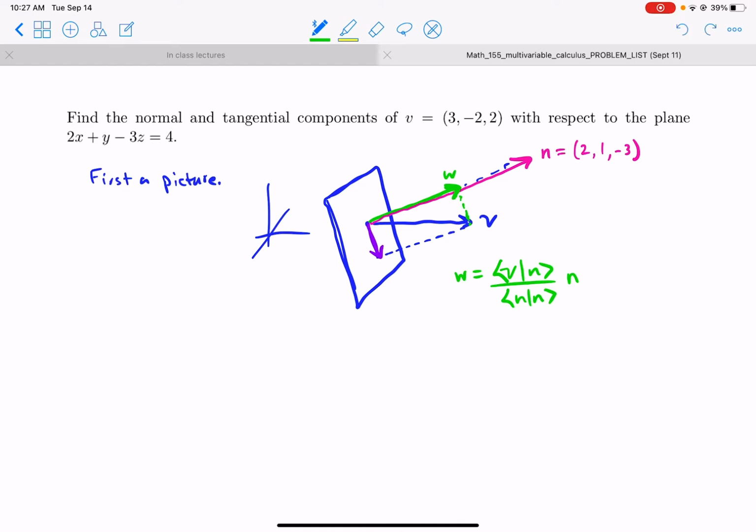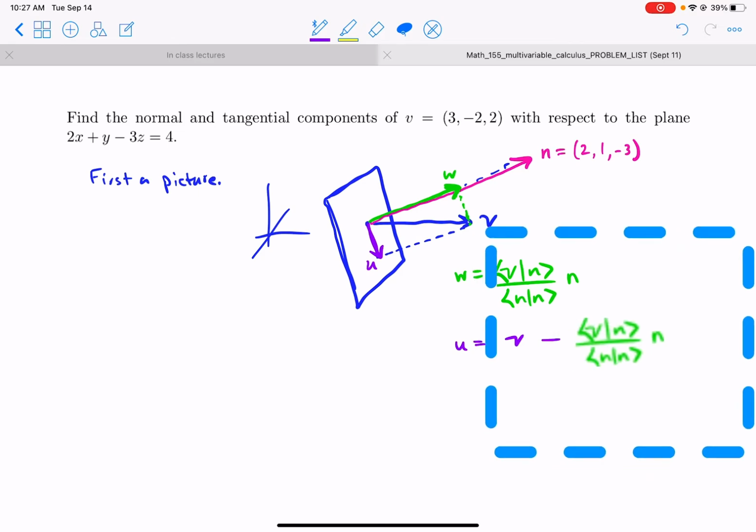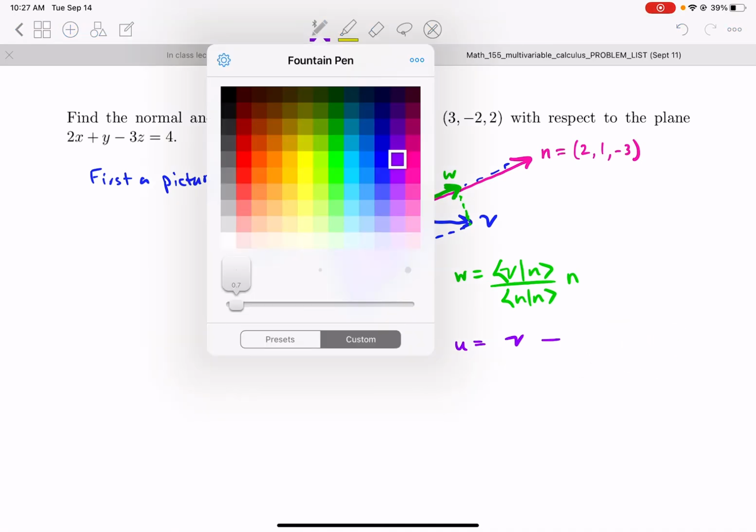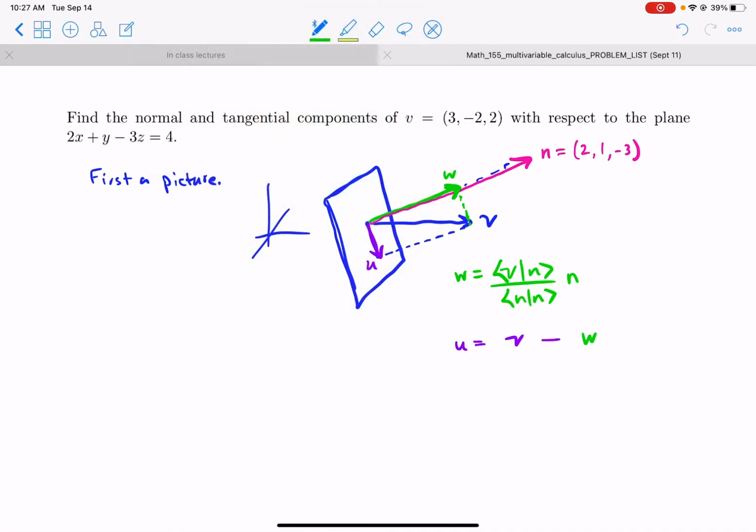Great. Then what's the purple vector? Well, let's call the purple vector u, in alphabetical order with v and w. And what's u? Well, u is going to be v minus w. I could rewrite this right there, or honestly, it's probably simpler just to write w. Okay, so we just have to compute.